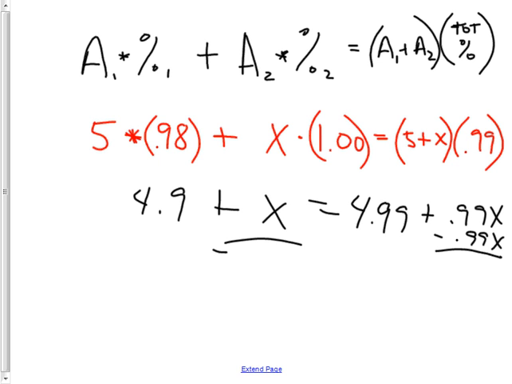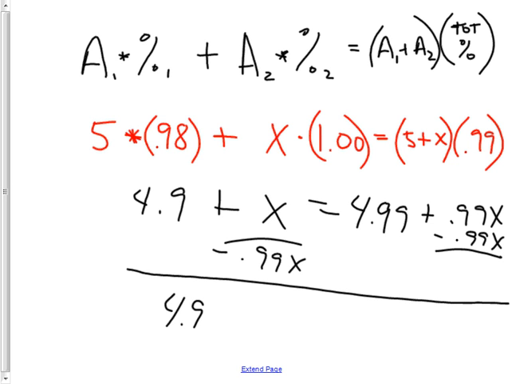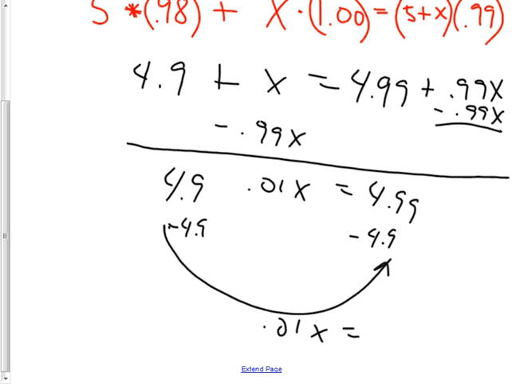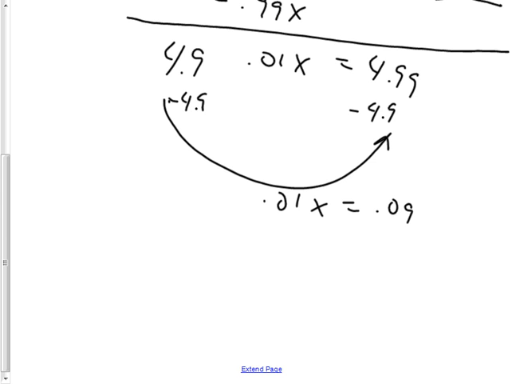Subtract 0.99x. I'd end up with 4.9. And then I'm subtracting now. So it's 1 minus 0.99. Line through this. And then I'd have 0.01x equals 4.99. And now I'm getting closer. Is x alone yet? Nope. Just get that over to the other side. So you're going to subtract 4.9 from both sides. And I have 0.01x is equal to 0.09. And then I'm going to divide by 0.01 on both sides.